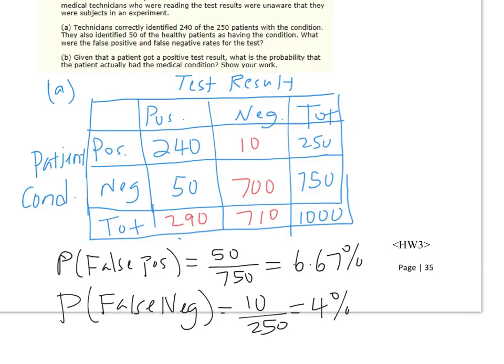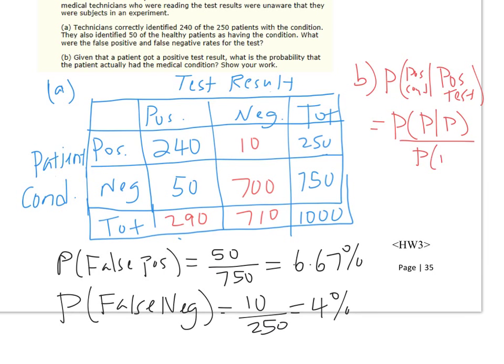On to part B. Given that a patient got a test result that was positive, what is the probability that they have the condition? So we can answer that from our two-way table in part B here. Given that we have a positive test result, what is the chance that we are actually positive in this condition? So we have a numerator with a P given P over the probability of a positive test.